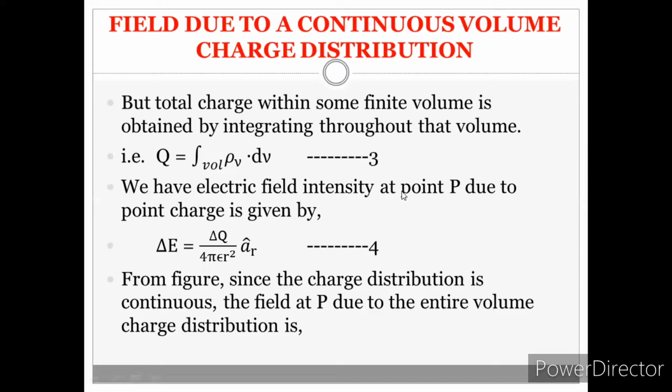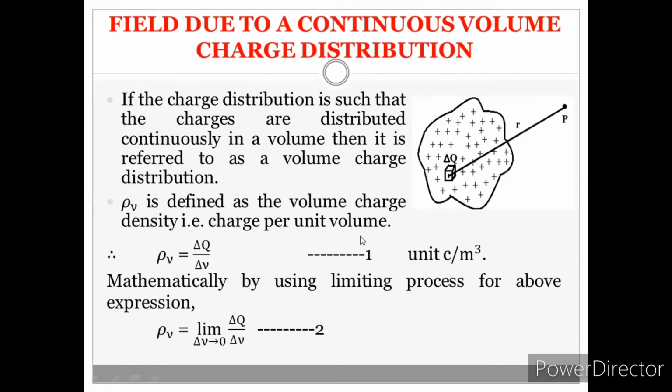But we have the electric field intensity at a point P due to a point charge given by del E is equal to del Q by 4 pi epsilon R square into AR, where AR is a unit vector. From the figure, we can see the charge distribution is continuous, and we need the field at a point due to the entire volume charge distribution. We need to calculate the electric field intensity at the point P.